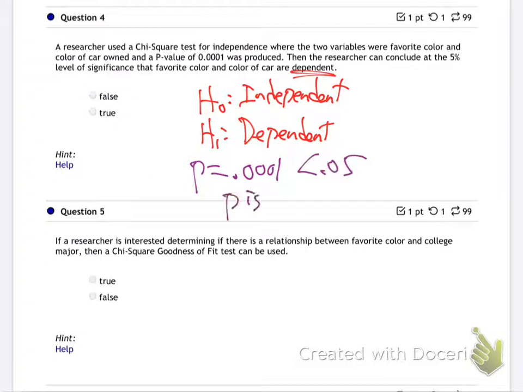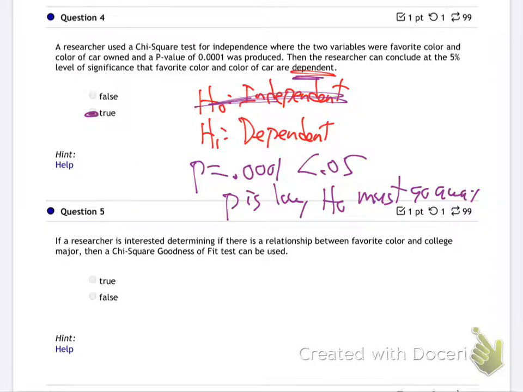So the p is low. The H0 must go away. So cross out H0. So what's the conclusion? Dependent. Is that what they said? They did. True. Same as the other one, huh? Good and easy. Next one, question 5.